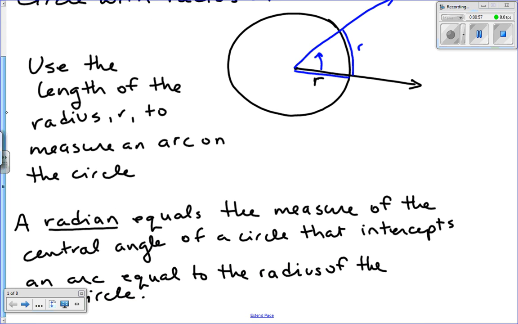A radian is equal to the measure of the central angle of a circle that intercepts an arc equal to the radius of the circle. So 1 radian is the angle that you get when you've gone along the edge of the circle the measurement of 1 radius of that circle. It doesn't depend on the size of the circle. A small circle will have a small radius. The angle will be the same, whatever size that circle is.